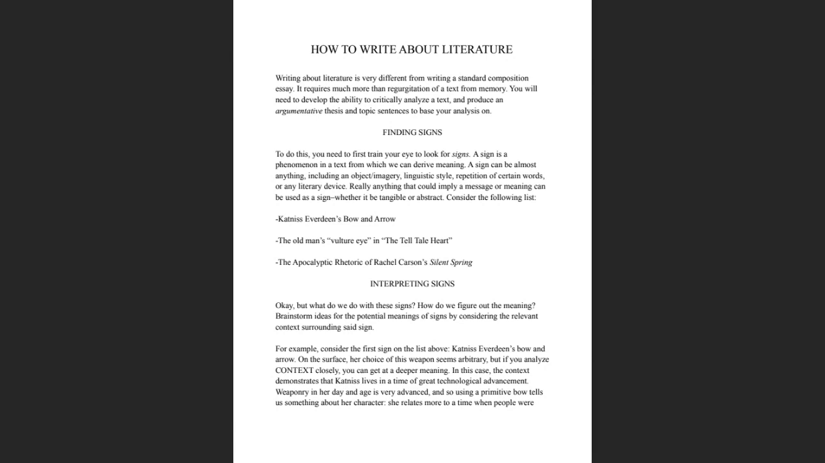Weaponry in her day and age is very advanced, and so using a primitive bow tells us something about her character. She relates more to a time when people were more self-reliant and less dependent on technology. Her use of the bow and arrow is an overt rejection of the technologically enhanced dystopia in which she lives. Okay, so that's true. It's like the bow and arrow is a sign that she rejects the way of the world as it is with all of its technology and its evils and stuff.